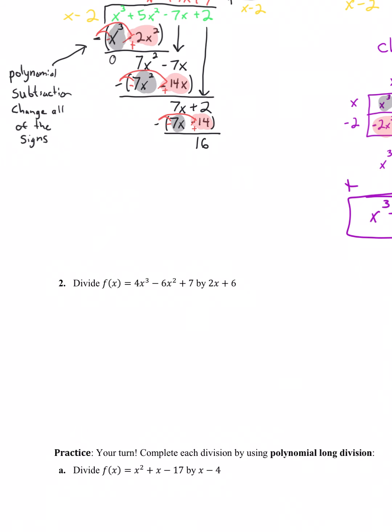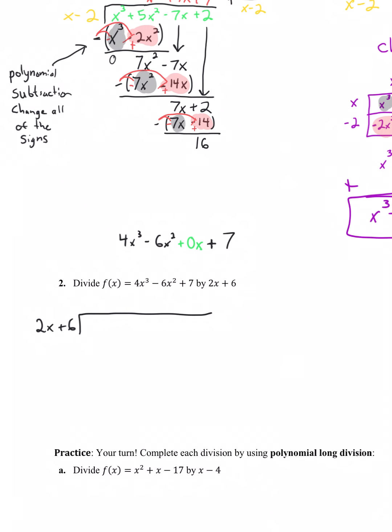Problem number 2 here. It says divide f of x equals 4x cubed minus 6x squared plus 7 by 2x plus 6. So we'll set this up, and here's our 2x plus 6 right here. And something I want to point out here is the 4x cubed minus 6x squared plus 7 is missing a term in the middle here. It's missing the x term.